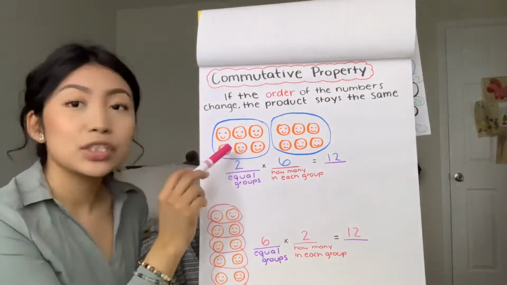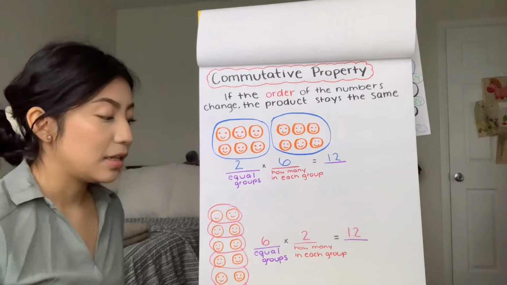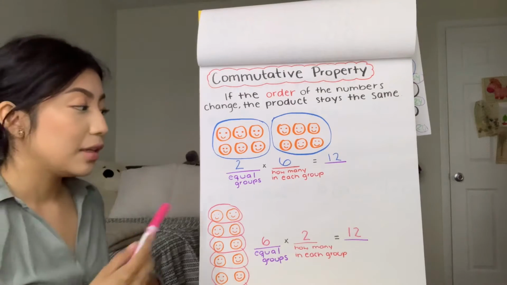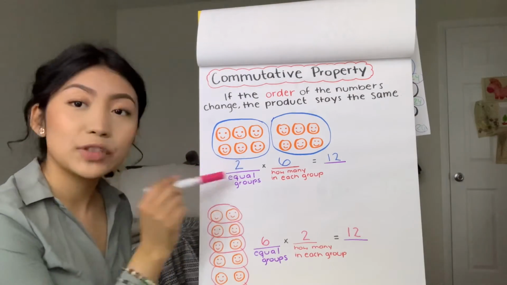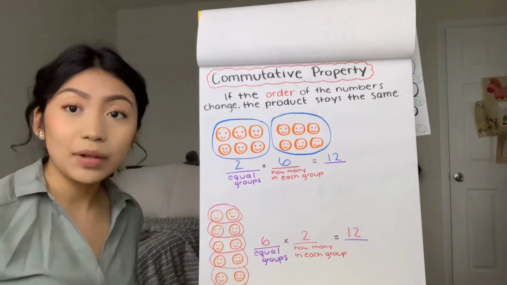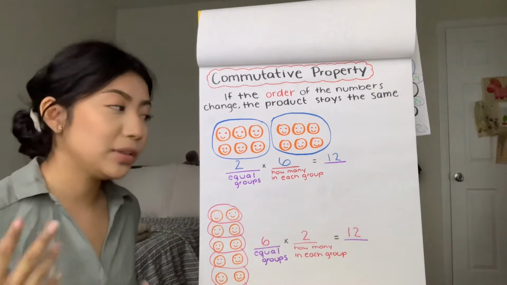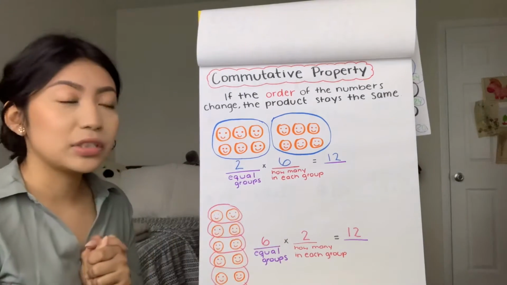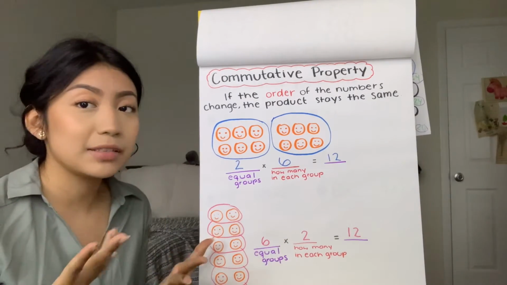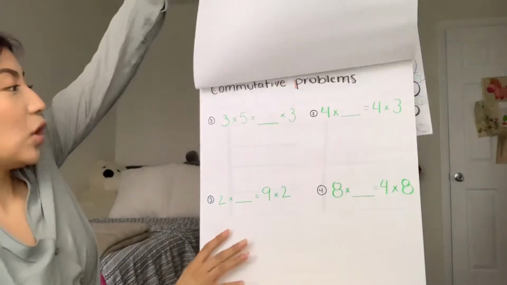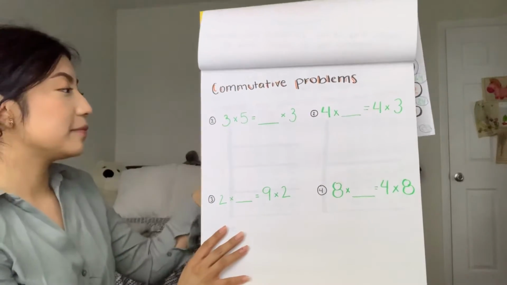So let's look at these 2 equations. The first one is 2 times 6, and the second one is 6 times 2. So in the first one, the 2 goes first, and in the second one, the 2 goes second. But we still got 12. So with the commutative property, it doesn't matter where you place your number in the equation because you're still going to get the same answer. All right? Okay, so let's practice with some problems here.